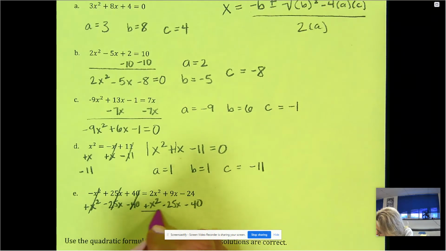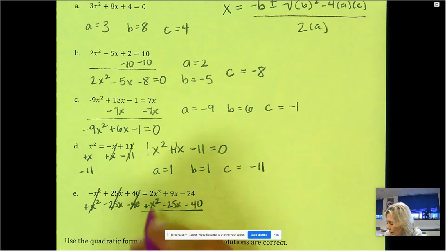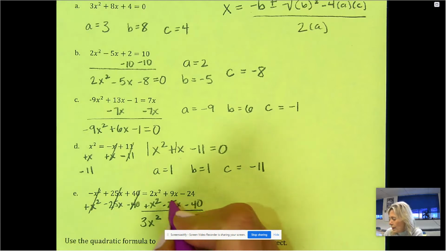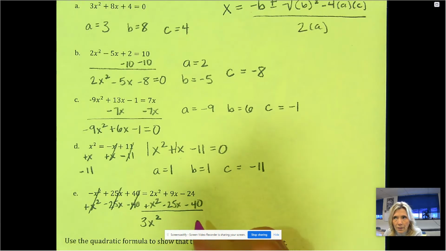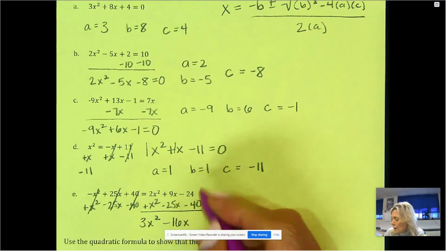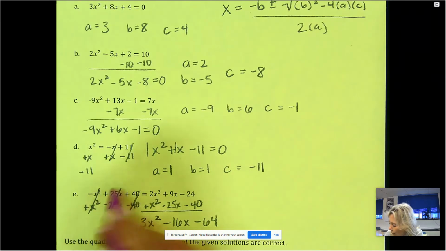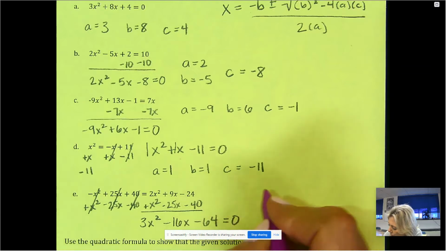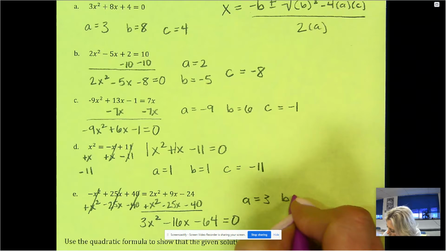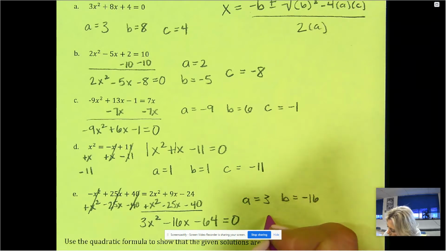So now we have a total of 3x squared. And then 9x minus 25x, that is negative 16x, so minus 16x. And then negative 24 minus 40 is negative 64. That all canceled out, so this is equal to 0. And so we can say A is 3, B is negative 16, and C is negative 64.